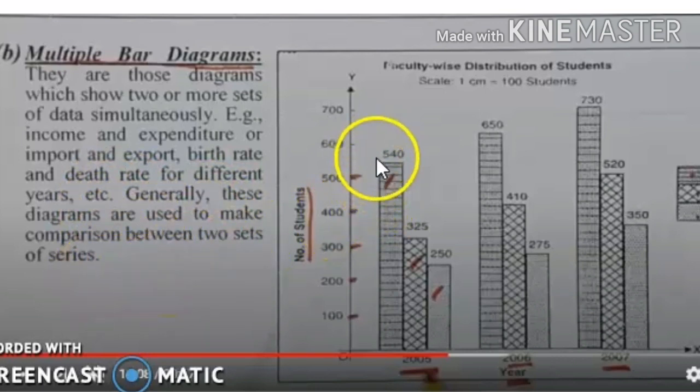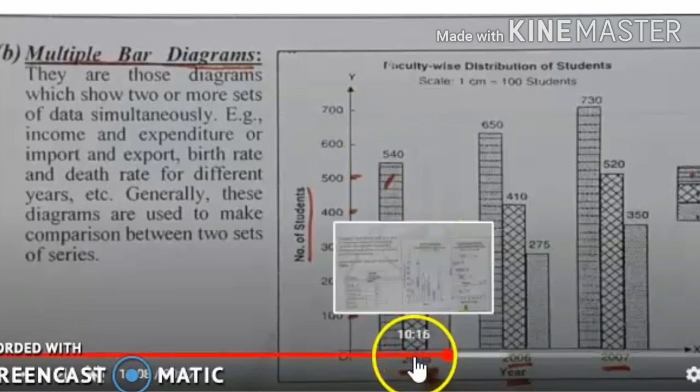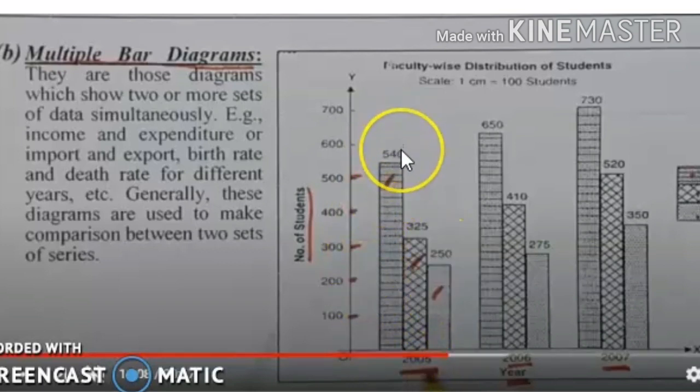So you can see here the question. In the year 2005 it's shown here the faculty wise distribution of students. What is the faculty wise distribution of students? The Arts stream is having this type of line, and here you can see the cross type of line is showing Commerce, and the shaded portion is Science.